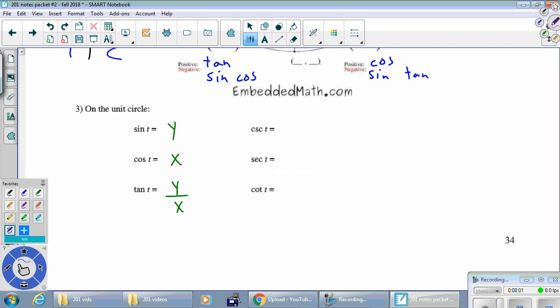Okay, and then if you write the other three trig functions in the right spots, then they are just the reciprocals. Cosecant is the reciprocal of sine, that makes it 1/y. Secant is the reciprocal of cosine, so therefore 1/x. And cotangent is the reciprocal of tangent, x/y.